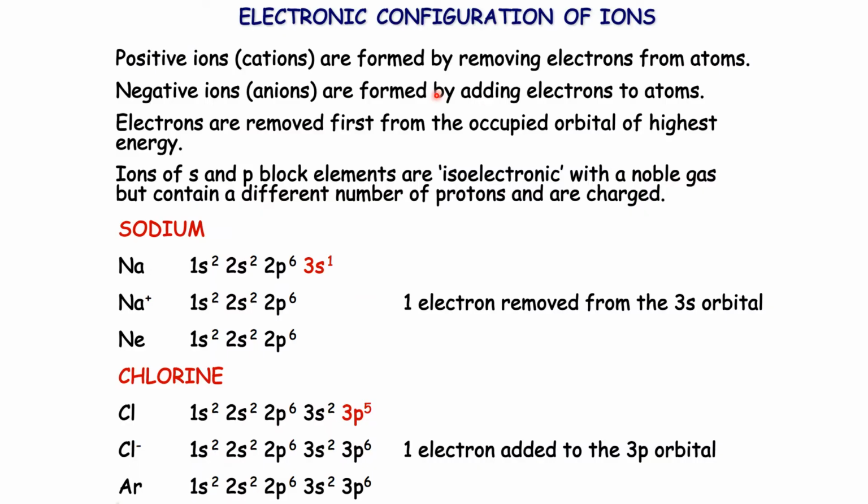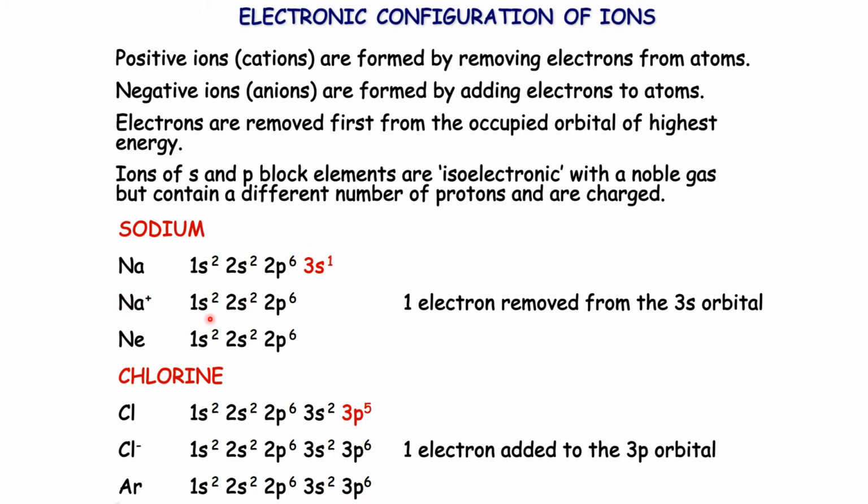Now, if we are talking about ions, the electronic configuration of ions is the same as what we did for atoms, but we need to see the charges which are present on the ions. If we are talking about the positive ions, they are the cations, and they are formed by removing electrons from the atoms. For example, sodium has the electronic configuration 1s2, 2s2, 2p6, 3s1. And for the sodium positive ion, one electron is removed from the outermost shell.